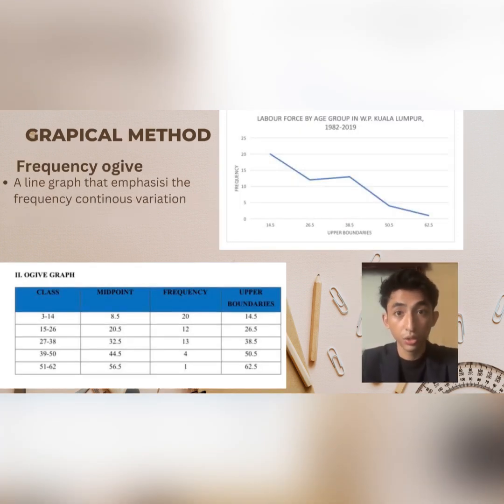Next, in the graphic method, we use an ogive. An ogive is a line graph that expresses the frequency of continuous variation. So right now we have a table and graph that present the frequency. In the table we have 4 columns which are classes, midpoint, frequency, and upper boundaries. On the graph we use frequency on the horizontal scale, and upper boundaries on the vertical scale. The horizontal scale is 20, 12, 30, 4, and 1. The vertical scale is 40.5, 26.5, 38.5, 50.5, and the last one is 62.5.